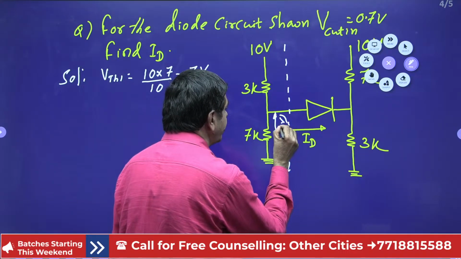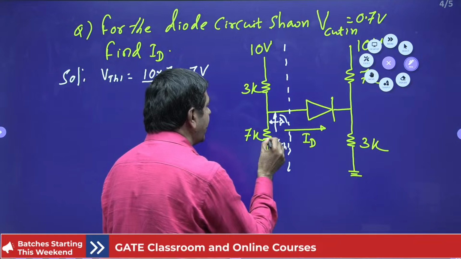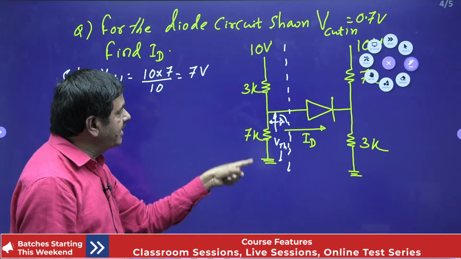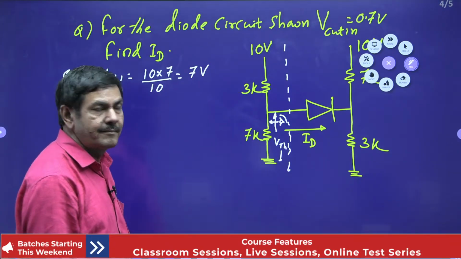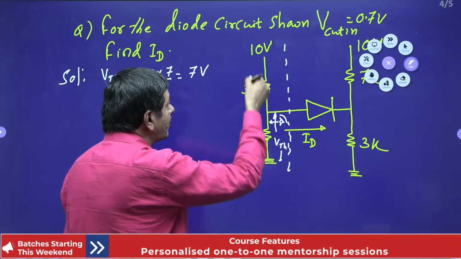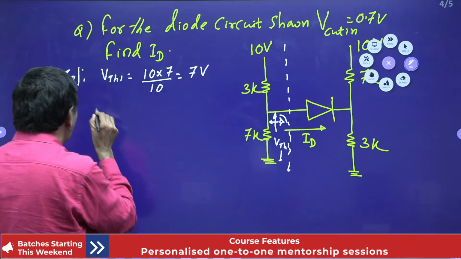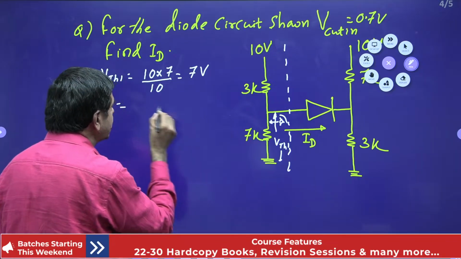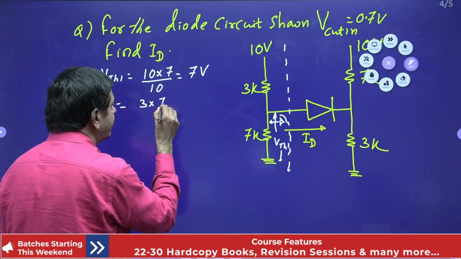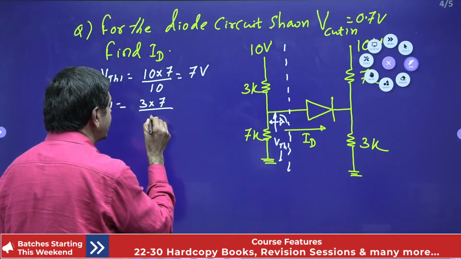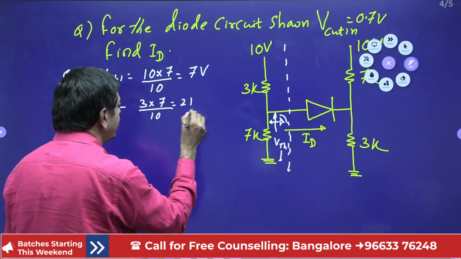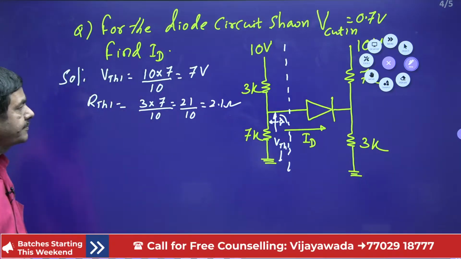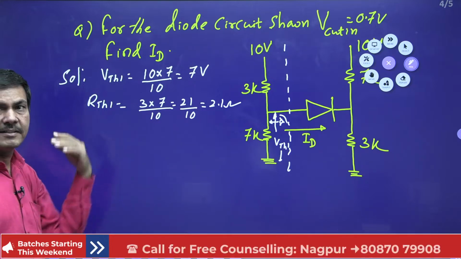Then you need to make a view from this side. When the view is made, the DC supply is to be shorted. 7K and 3K are in parallel, one resistance on this side and one on the opposite side. So I can find RTH1, Thevenin's resistance 1. R1 R2 by R1 plus R2, 3 into 7 by 7 plus 3, 10. 21 by 10 becomes 2.1 ohms. That is VTH and RTH.